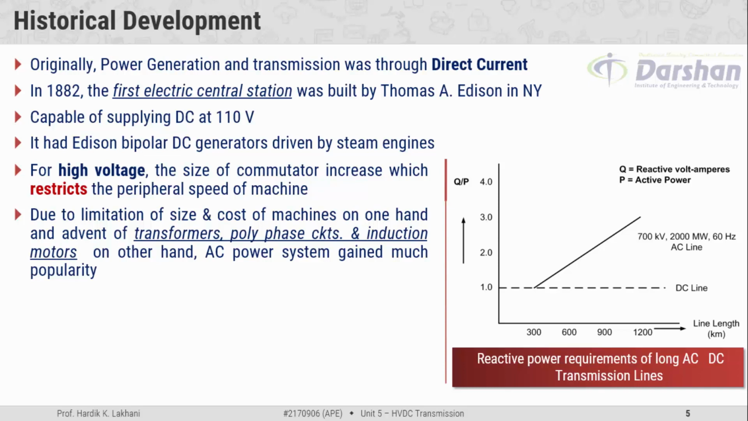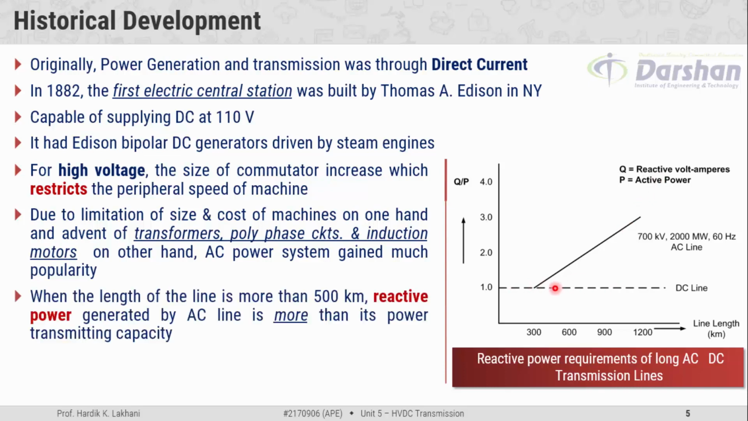Here the graph shows one of the comparisons between AC and DC transmission lines with reference to the reactive power requirements. So in the DC line that demand is constant, but in the case of the AC system, when the length of the line is more than 500 km, the reactive power generated is more than its power transmitting capacity. So we can say that for transmission over a few hundreds of kilometers, the transmission capacity of the AC system is less than the DC transmission system capacity.